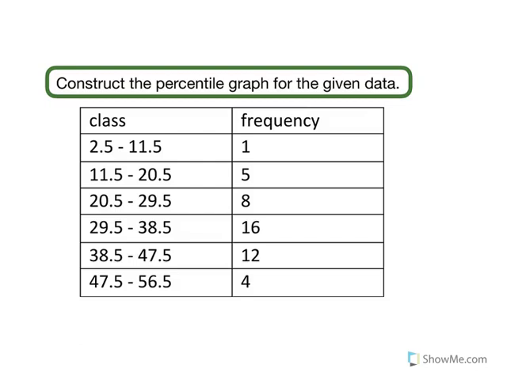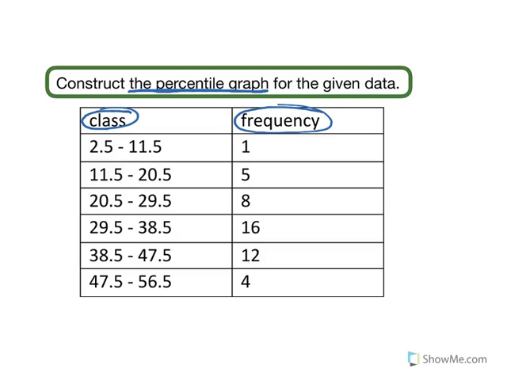Okay, in this question we need to construct the percentile graph for the given data. We are given classes and their frequency. For example, it means that in the class 20.5 to 29.5 there are 8 objects or people, whatever it is that you're studying.